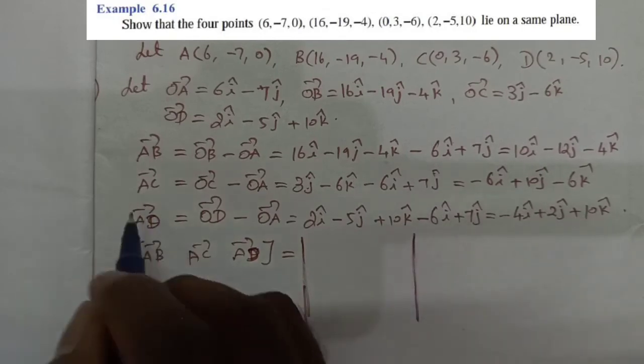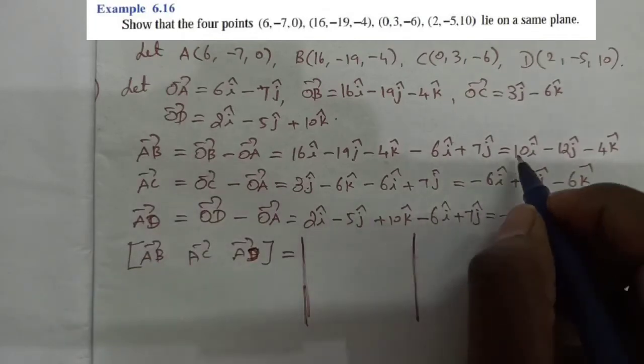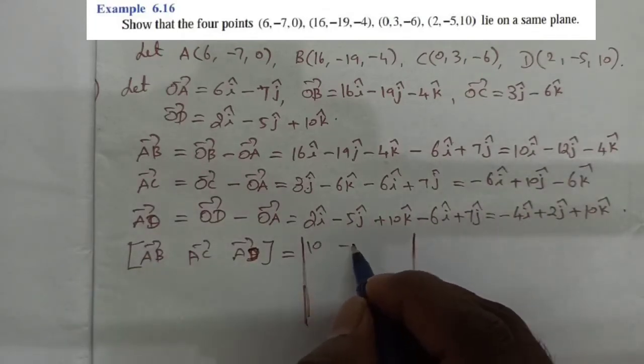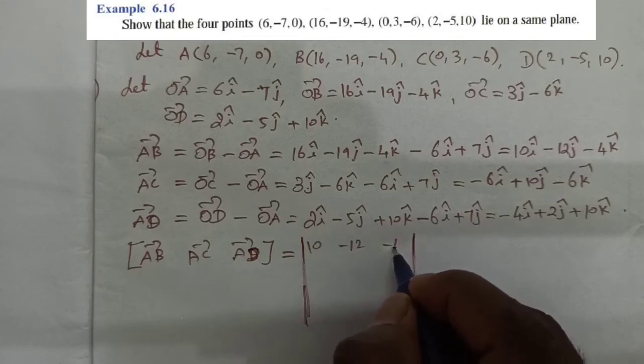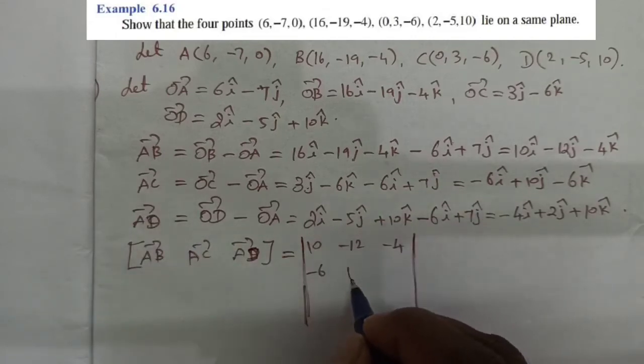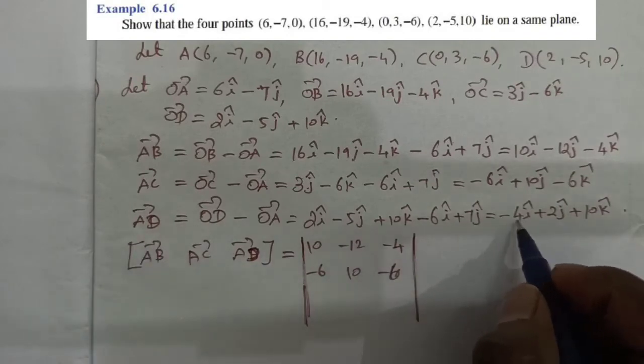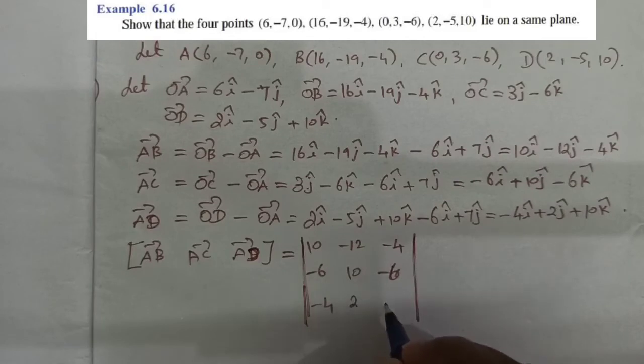In the first row, we enter the AB components: 10, minus 12 and minus 4. In the second row, the AC components: minus 6, 10, minus 6. Next, the AD components: minus 4, plus 2, 10.